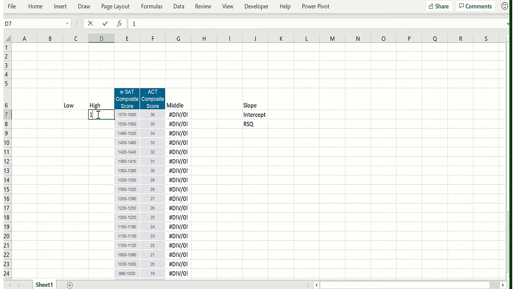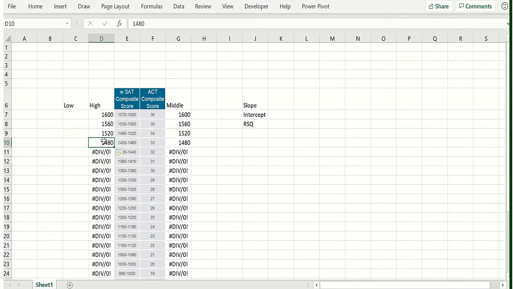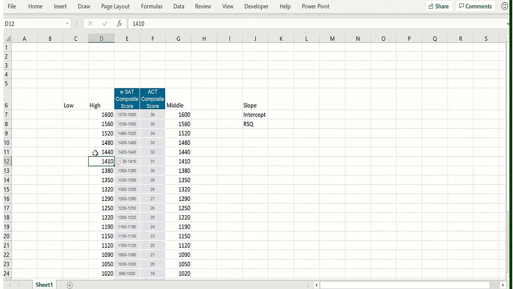So I'll take 1600 here for the high. I'll take 1560. Now this takes a couple. Usually Flash Fill is quicker, but it'll work here, I believe. 1480. And now I think if I do Control E, it will get it here. No, not yet. So we'll do one more here. 1440. And it fixed it.